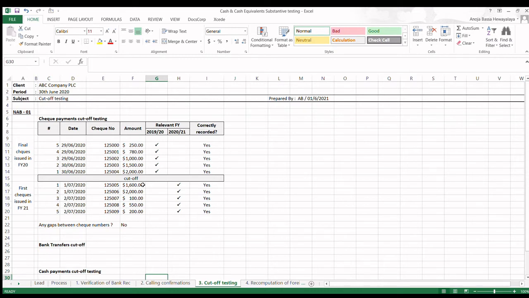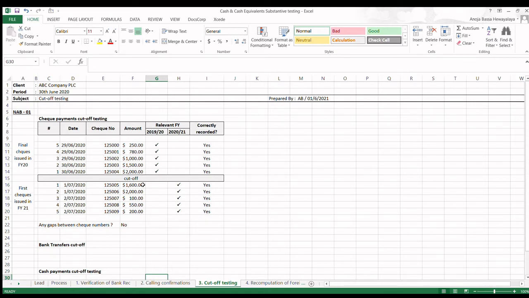So to correct such errors, we need cutoff testing. How I have done this is I have selected the last 5 checks of the 2020 financial year and the first 5 checks in the next financial year, and I have tested whether those payments are recognized in the correct accounting period. In this example, I haven't noticed any issues, so everything is good.